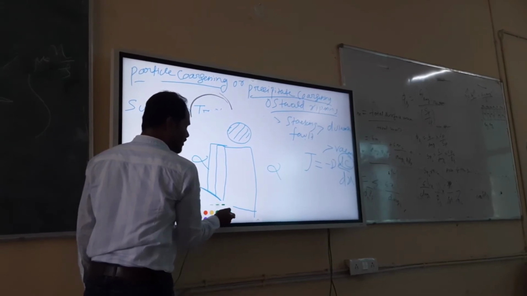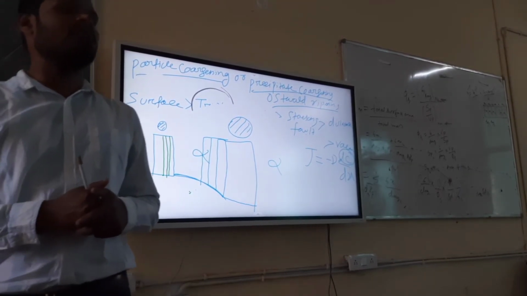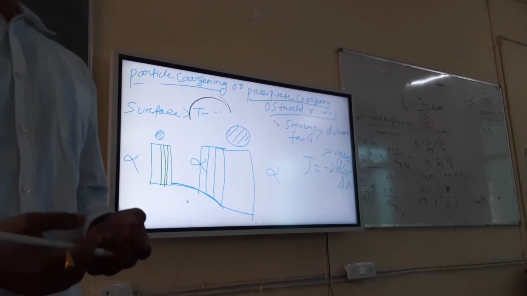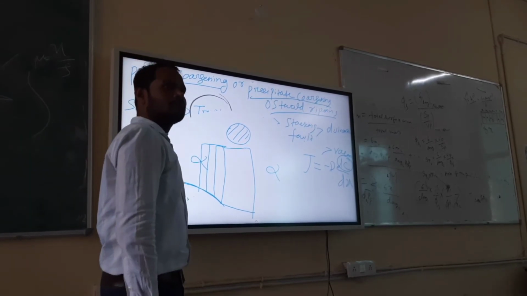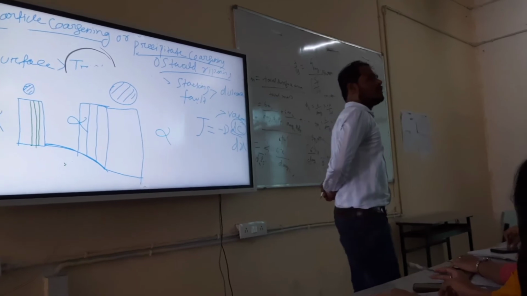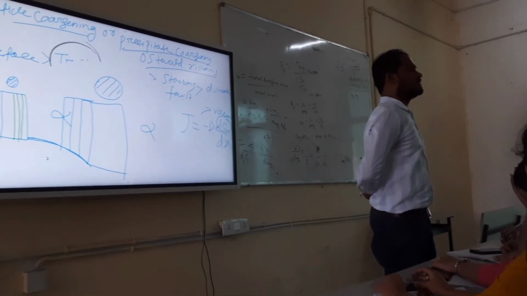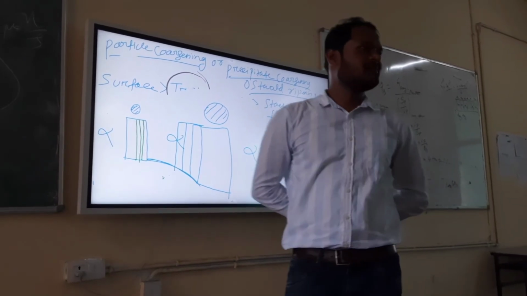Now you tell me yourself. So with time, will this gradient become bigger or smaller? Less. The gradient will keep decreasing. So with time what happens? Will this concentration gradient increase, or will it not decrease basically? You think of it. Increase.